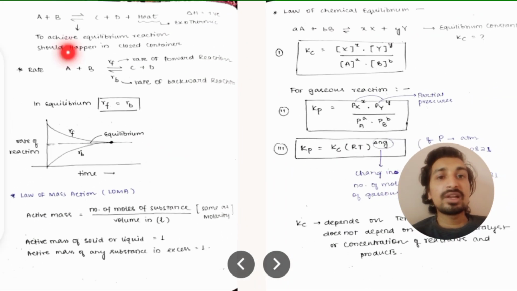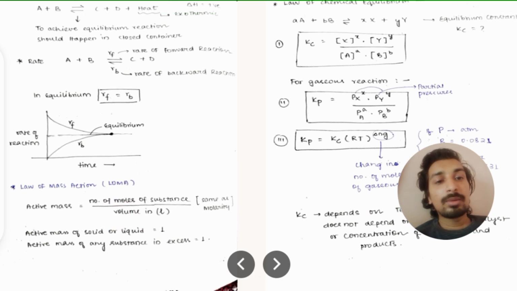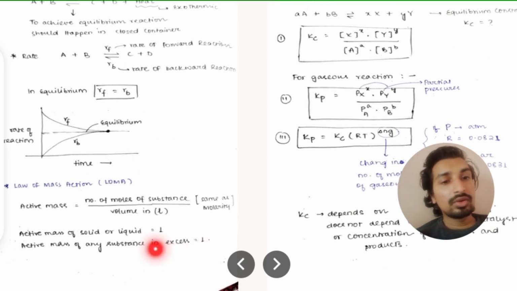To achieve equilibrium, the reaction should be in a closed container. Then rate of forward reaction, rate of backward reaction is represented there in equilibrium. So you can see the graph. Law of mass action is called LOMA also, law of mass action. Active mass is equal to number of moles of a substance divided by volume in liters. Then active mass of solid and liquid is 1. Active mass of any substance in excess is also 1.